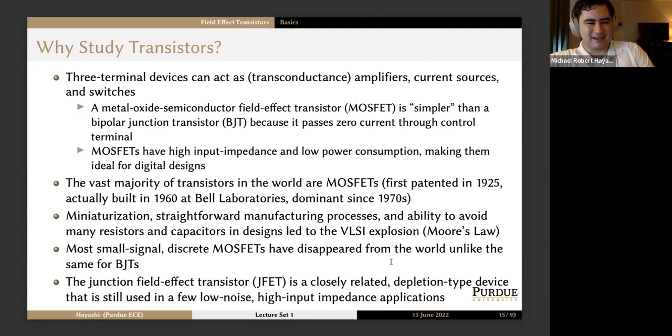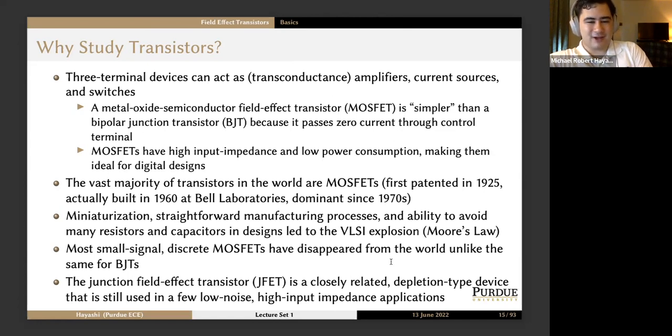They were first patented in 1925. It took until 1960 to actually build them at Bell Laboratories, and they've been dominant since the 1970s. So the inventors of the MOSFET were Dawon Kahng and Mohammed M. Atalla. Mohammed M. Atalla being noteworthy because he was a Purdue graduate. He got his MS in mechanical engineering in 1947 and his PhD in 1949. So believe it or not, mechanical engineers were instrumental in making the MOSFET because actually fabricating the darn thing was the hard part.